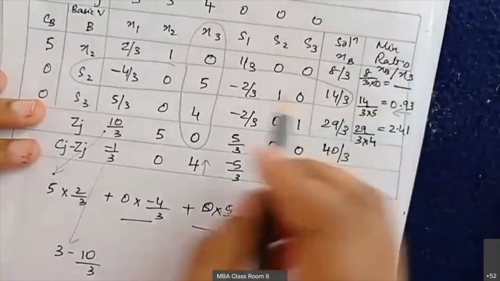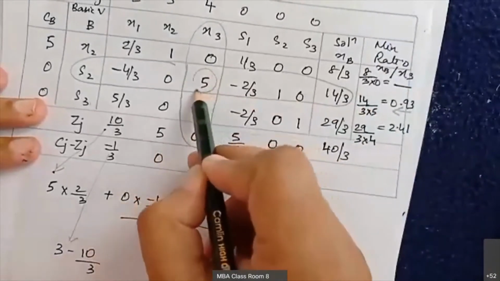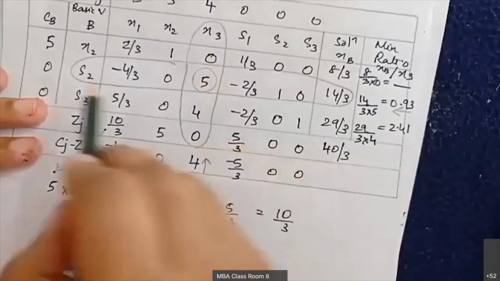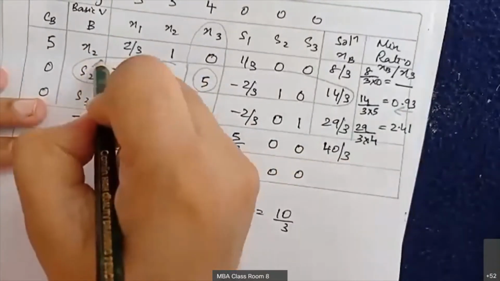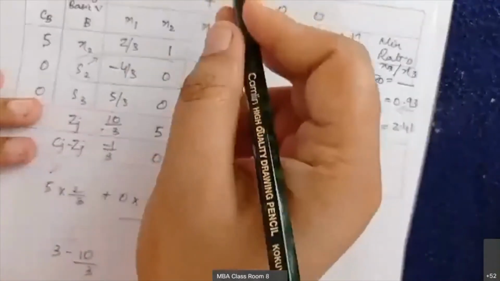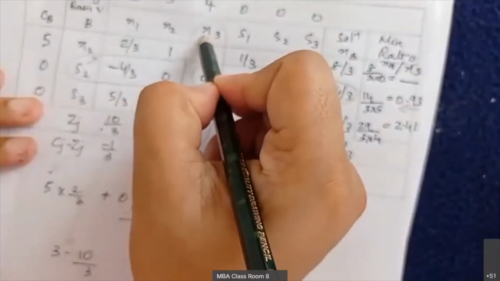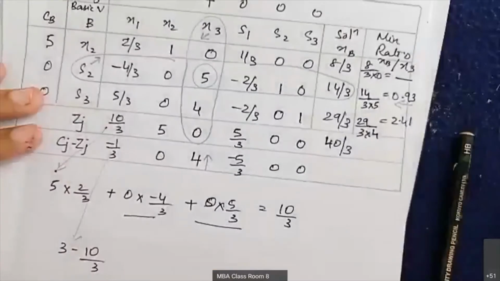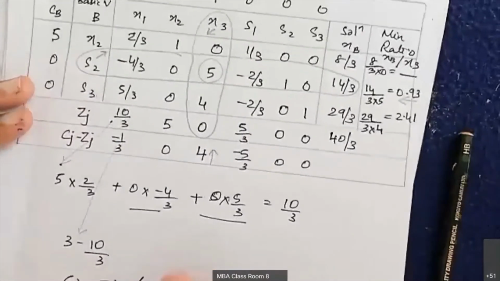Key element over here is 5. The key element is the intersection value, that is 5. In this case, S2 is going to be the outgoing vector. It will go out of the table. X3 is going to be the incoming variable. Now we have the row operations. We should do the row operations.